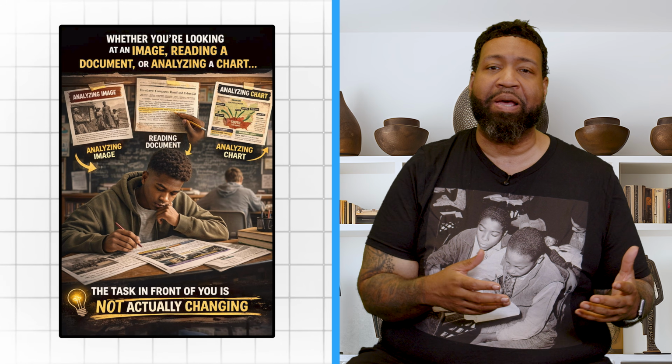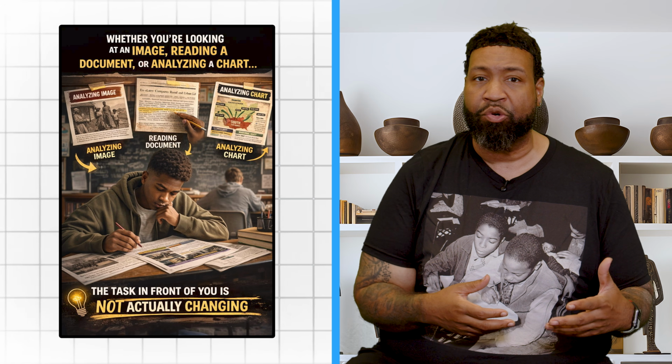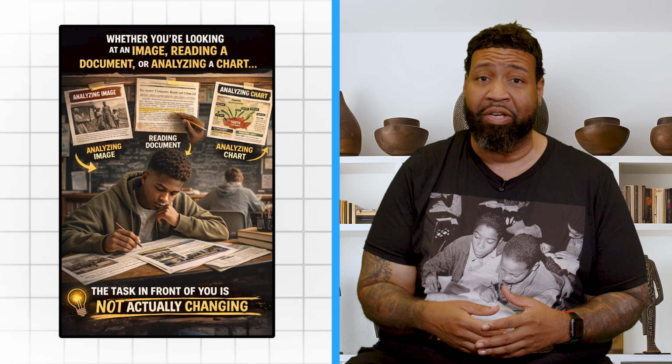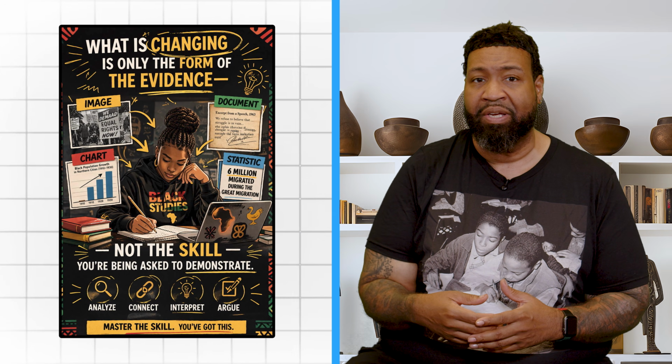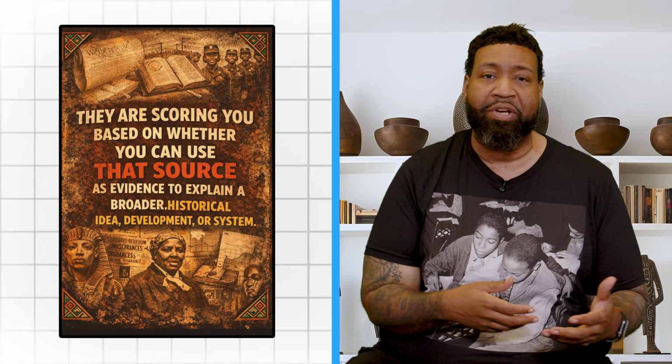So at this point, I want you to step back and really see what's happening across all three source types. Whether you're looking at an image, reading a document, or analyzing a chart, the task in front of you is not actually changing. What's changing is only the form of evidence, not the skill you're being asked to demonstrate. AP readers are not scoring you based on the type of source you're looking at. They're scoring you based on whether you can use that source as evidence to explain a broader historical idea.